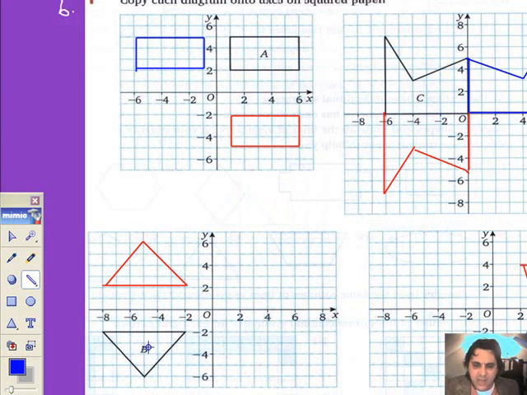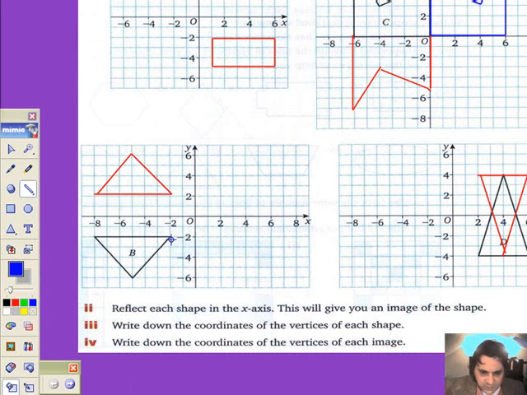That's done, and we'll do the same with B as well. So 1, 2 squares away. Again, this is the mirror line. 1, 2 squares away, 2 squares away. That should reach 8 because it's 8 units long.